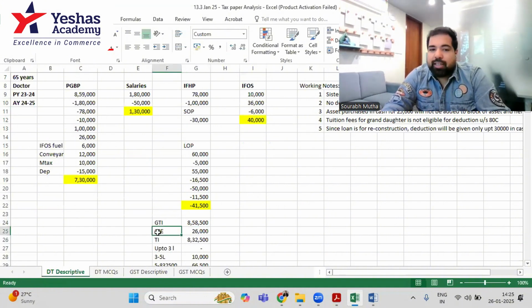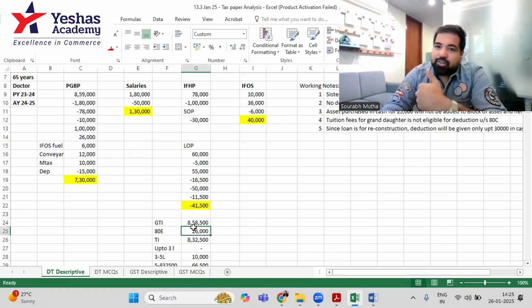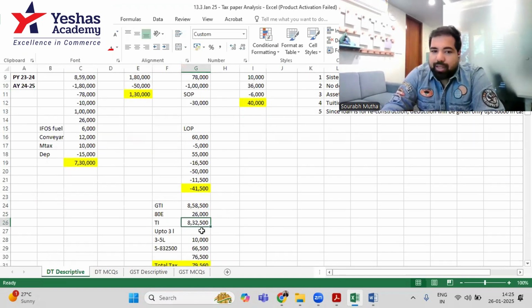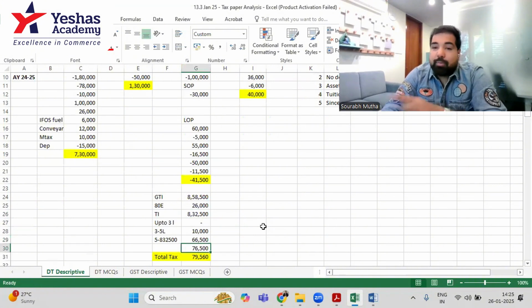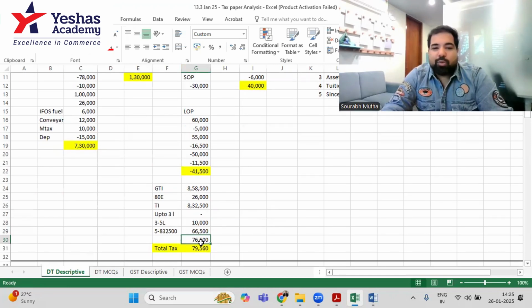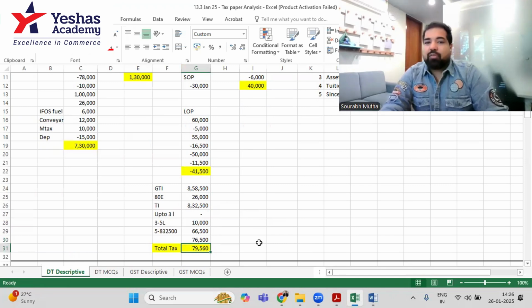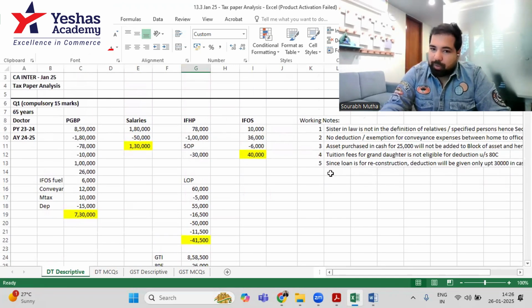Only one deduction, 80E, that is 26,000. Let's check the hidden deductions. 80TTA, no. 80TTB, no. 80GG, no. Total income is 8 lakh 32,500. This person gets up to 3 lakh rupees, no tax. 3 to 5 lakh is 10,000, and 5 lakh to 8 lakh 32,500 at 20% is 66,500. That totals up to 76,500 basic tax. He will not get rebate because rebate is only for people who are up to 5 lakh. There will be no surcharge because surcharge is a rich man's problem. So we get the total tax, including cess of 4%, of 79,560. This is what he'll have to pay.